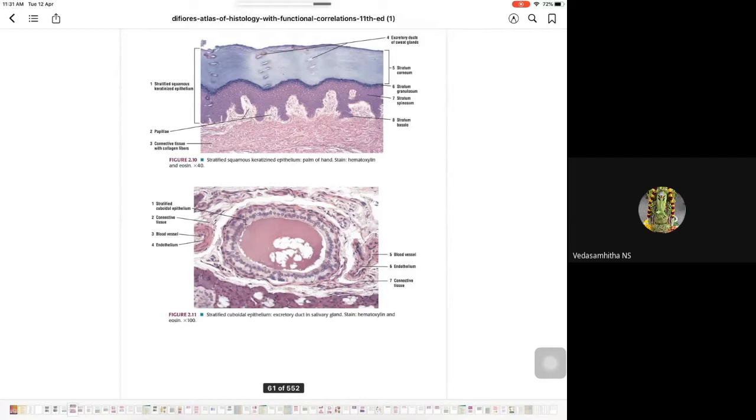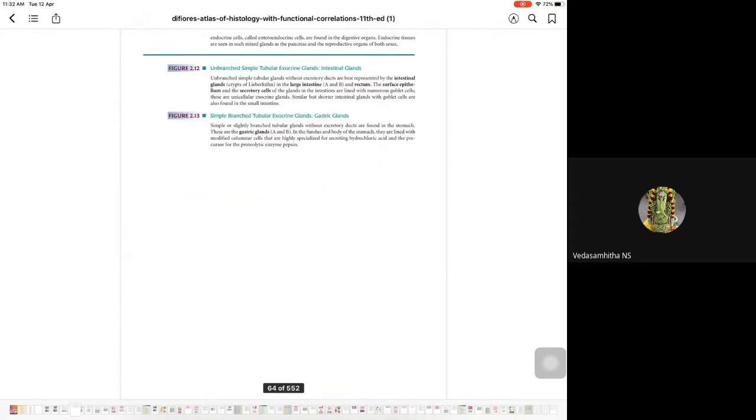Stratified squamous keratinized epithelium, palm of hand, stain hematoxylin and eosin. One is stratified squamous keratinized epithelium. Two, papillae. Three, connective tissue with collagen fibers. Four, excretory ducts of sweat glands. Five, stratum corneum. Six, stratum granulosum. Seven, stratum spinosum. Eight, stratum basale.